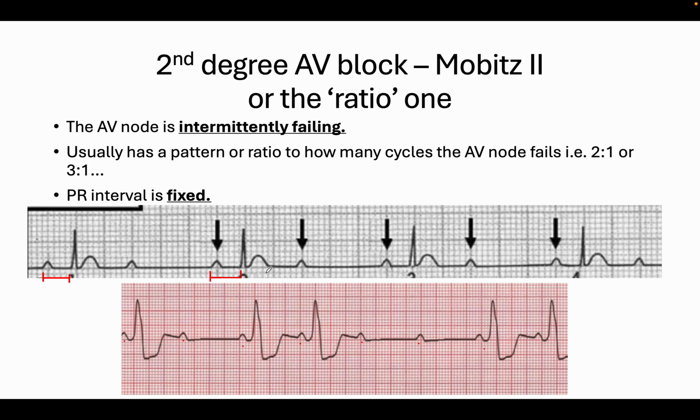This is also AV nodal block, Mobitz type 2, but it's a varying Mobitz type 2. So here it's conducting down in a 2-to-1 fashion, but here it's conducting down in a 3-to-1 fashion. For each 3 P waves, only one of them conducts down. For each 2 P waves you get, one of them will conduct down. I hope that makes sense. So it's just basically illustrating that you can have varying AV nodal block in second-degree AV block Mobitz type 2.